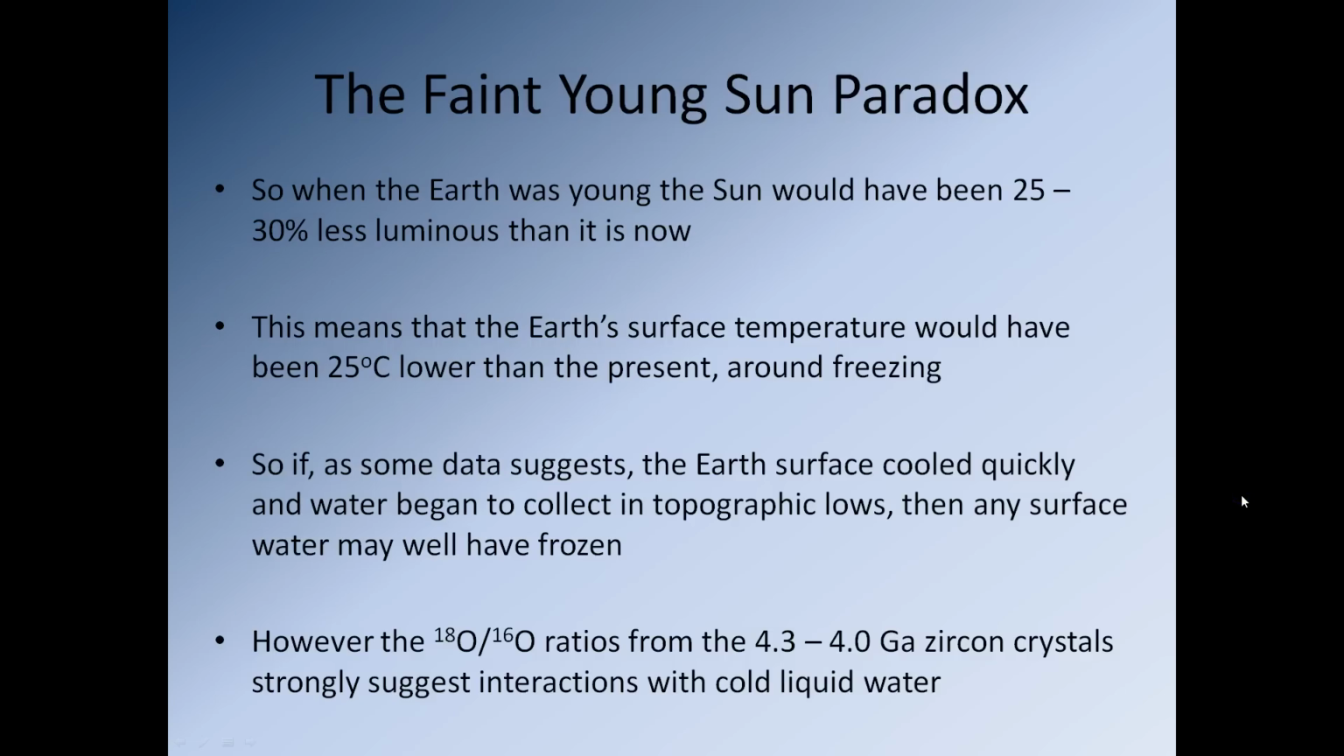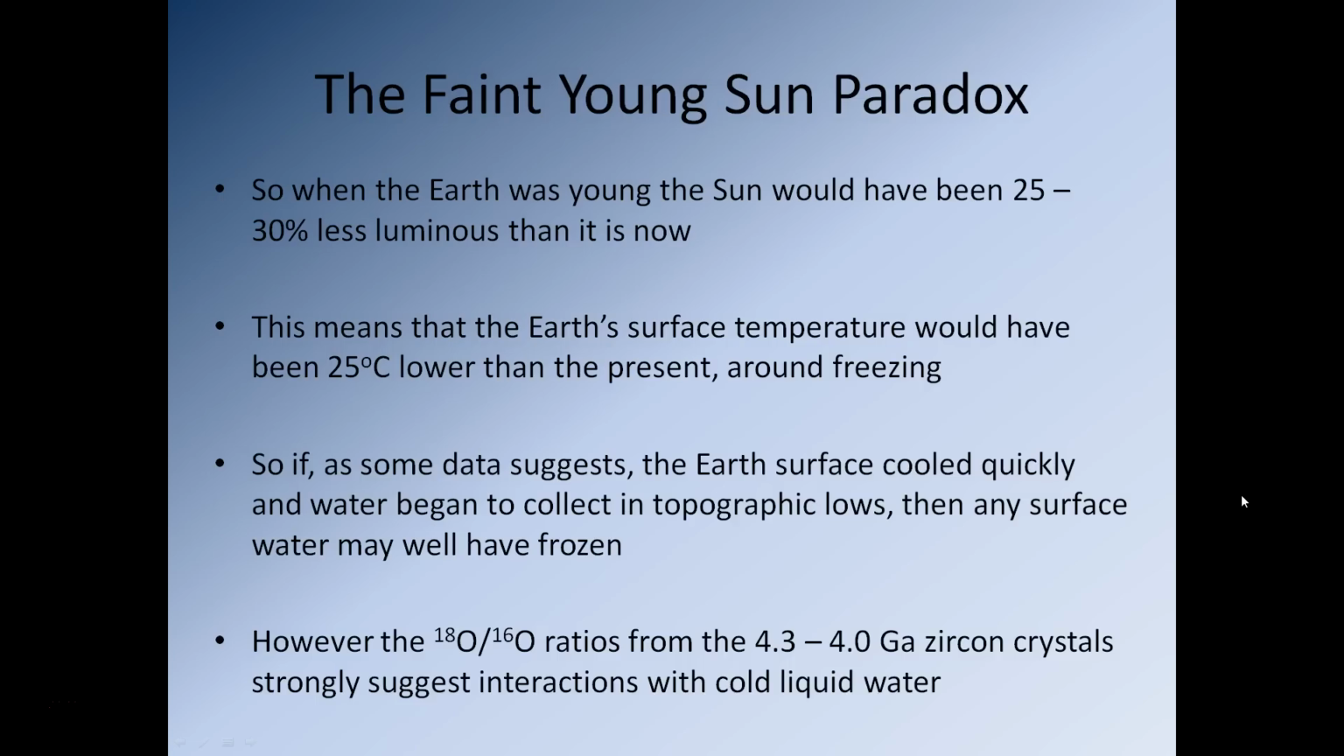So the very early Earth has a bit of a problem, and this problem is referred to as the faint young sun paradox. When the Earth was young, the Sun would have been about 25 to 30% less luminous than it is now, so the Earth would have received less sunlight. This means the Earth's surface temperature would have been about 25 degrees Celsius lower than present. So that would have put the temperature on the surface of the Earth at pretty much zero, or below zero.